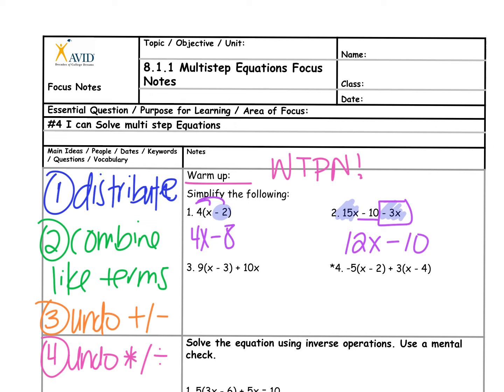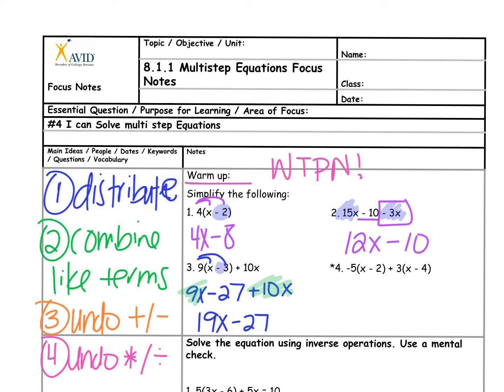Next one, we have to distribute. So I do 9 times x, which is 9x. And 9 times, making sure I pull the sign, -3, -27. Copy the rest, plus 10x. 10x is not in the parentheses. Do not distribute to it. But I do have that second step now of combining like terms. I have an x and I have another x. 9x and 10x is 19x. And then I copy the rest of the problem down. Not the same. Don't put them together.